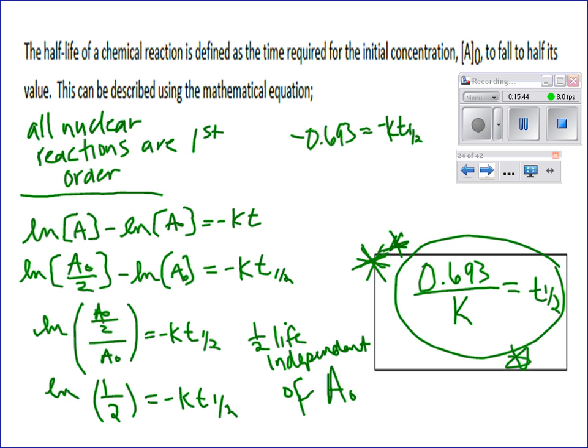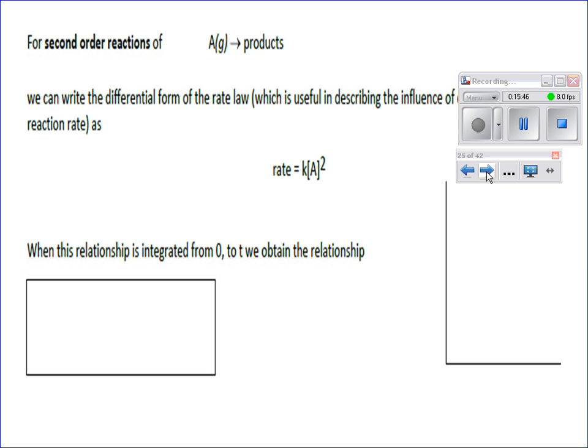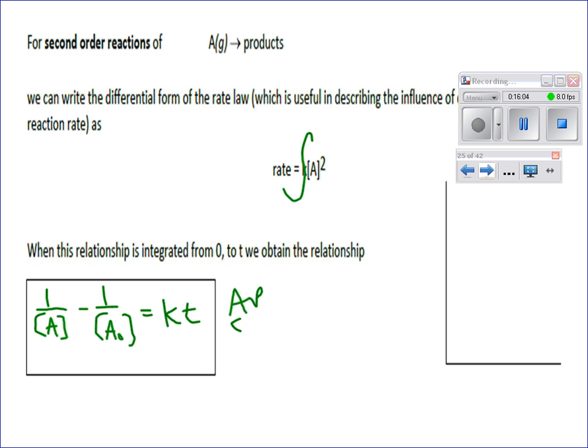Okay, so let's go on now and move to second order. For a second order reaction, if I were to integrate that from time 0 to time t, I would get the following integrated rate law. 1 over A minus 1 over A naught. This time we get a positive kt. Again, this is on the AP sheet. You do not need to memorize it.